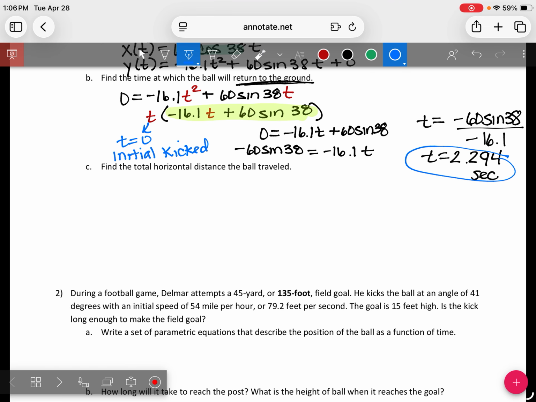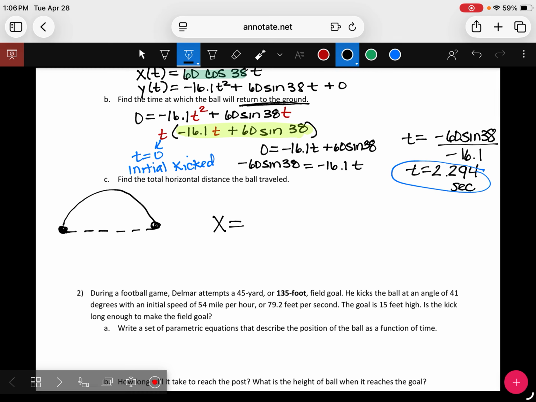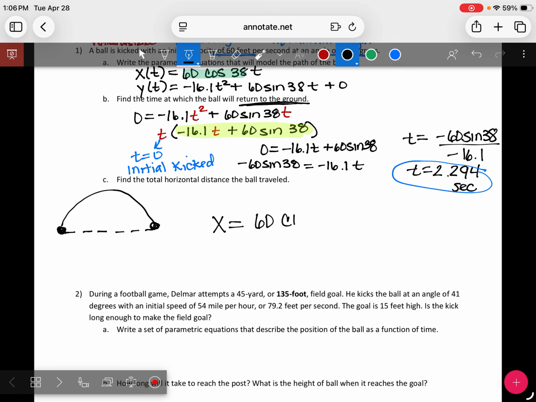Okay, so again, we have our ball. We kick the ball. It comes back to the ground. We need to know now in part C how far it traveled. What parameter answers the question how far, x or y? X. So I'm going to use my x parameter. 60 cosine 38 and multiply that by 2.294. Type that in your calculator. And that's going to tell me the distance that it traveled.